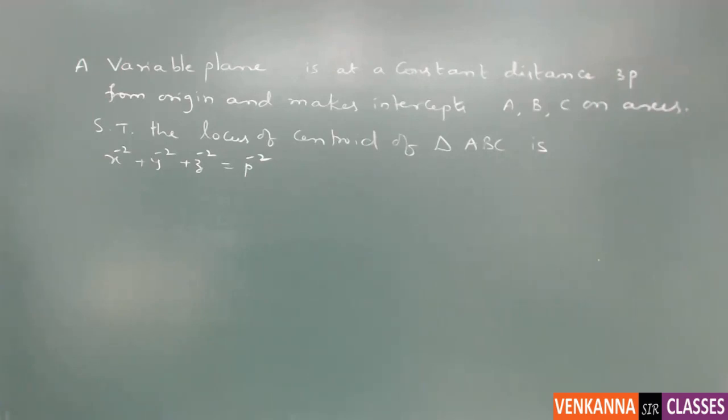Let us discuss now. So a variable plane is nothing but a plane moving in the space and it is meeting or intersecting the coordinate axis at the points capital A, capital B and capital C. It means that it meets x-axis at A, y-axis at B and z-axis at C. Then we have to show that the centroid of triangle ABC satisfies this equation. Clear to all?